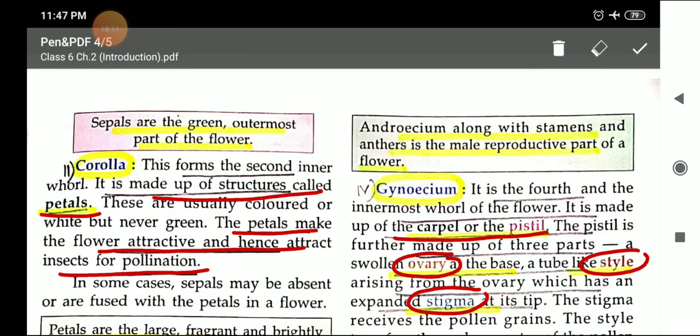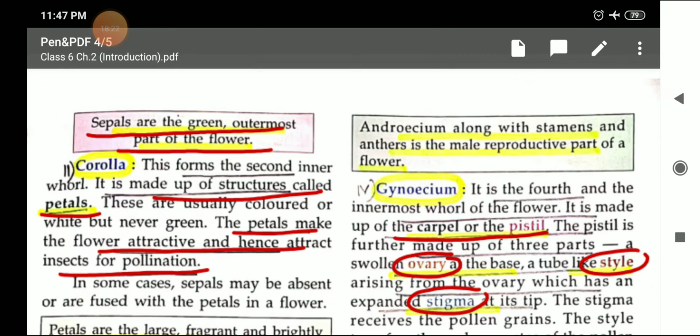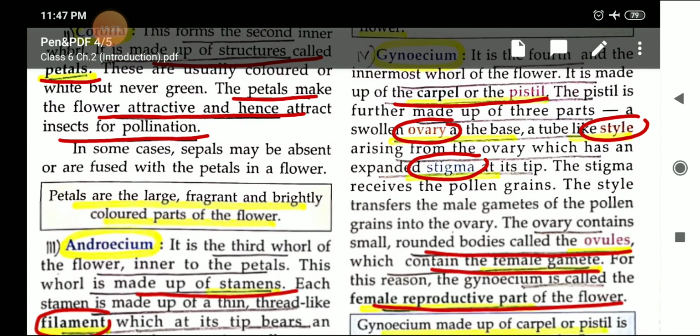Sepals or calyx are the green outermost part of the flower which protect the flower during the bud stage. Second, petals. Petals are the large, fragrant, brightly colored part of the flower which attract the insects during the process of pollination.